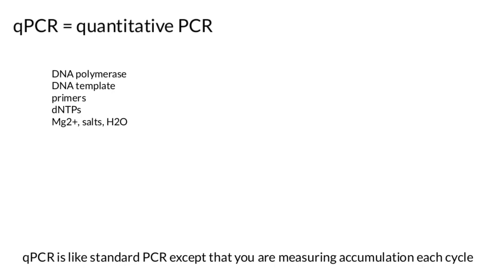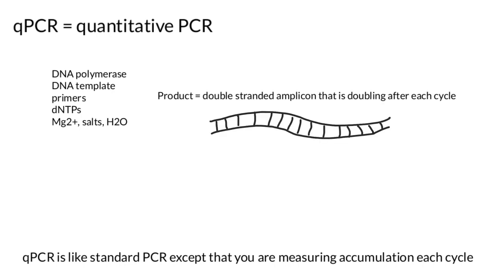What's unique about quantitative PCR is that you are measuring the accumulation of your product after each cycle or even continuously. And usually this works because you are measuring the increasing fluorescence of a reporter, which has been put into your mixture to tell you that DNA is being built. So it's kind of monitoring the activity of DNA polymerase.